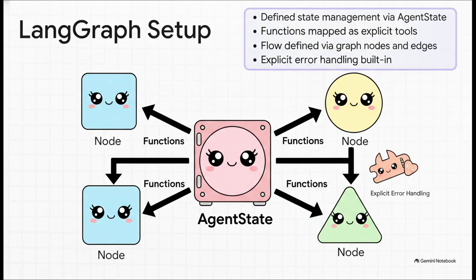Now, when we implement our market research agent here, the code is a totally different beast. You kick things off by strictly defining a state object, the AgentState class, which acts as the central memory bank for the entire operation.